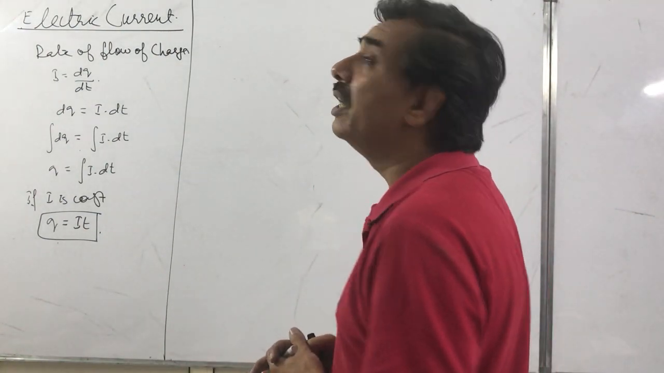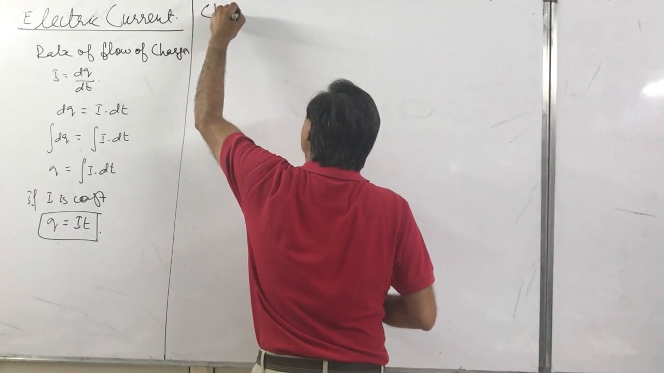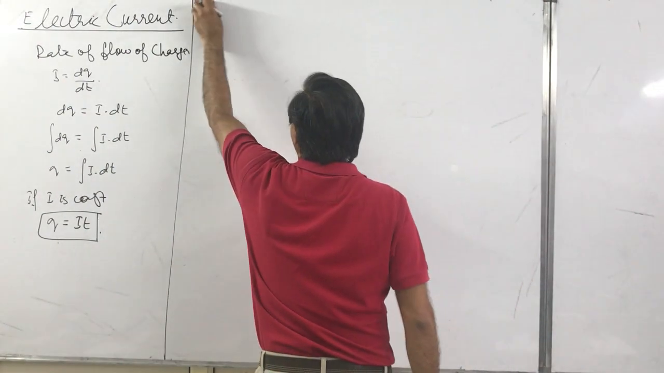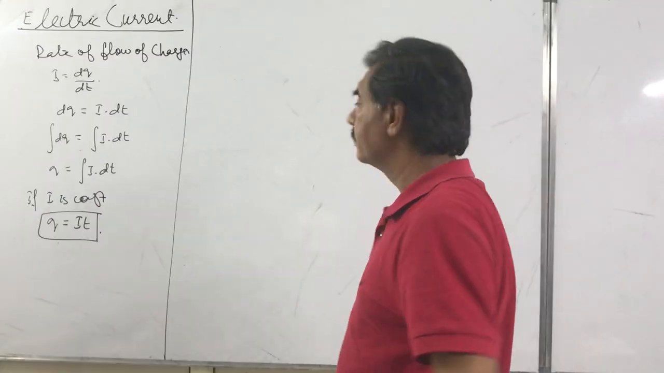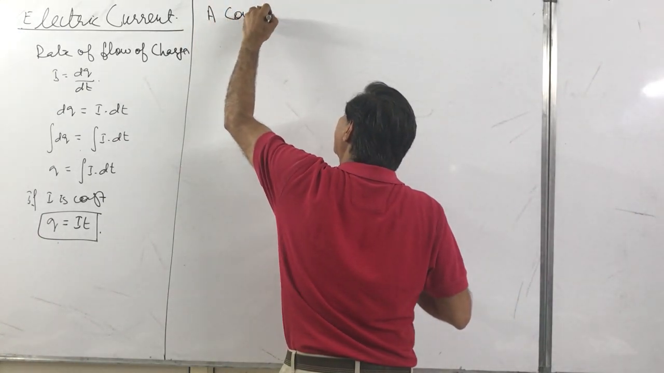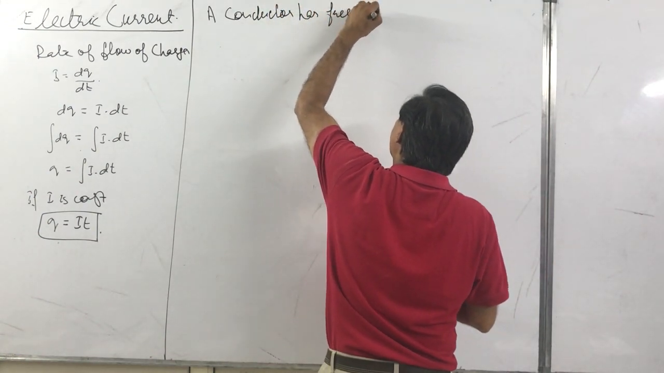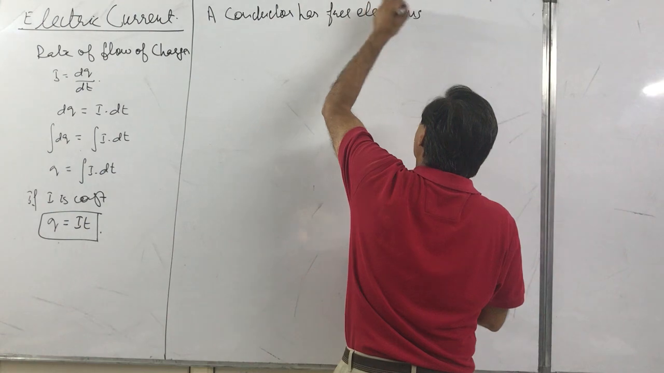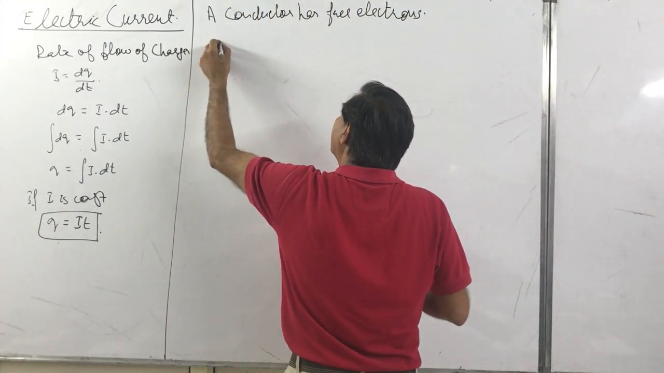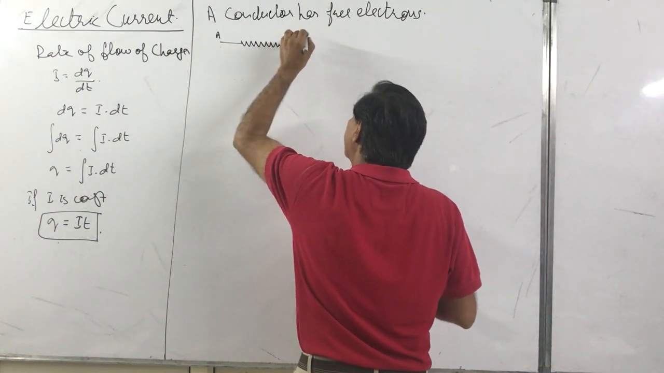An electric current is the rate of flow of charge. Charge flows from, just a second. A conductor has free electrons. Let's say this is a conductor A, B.